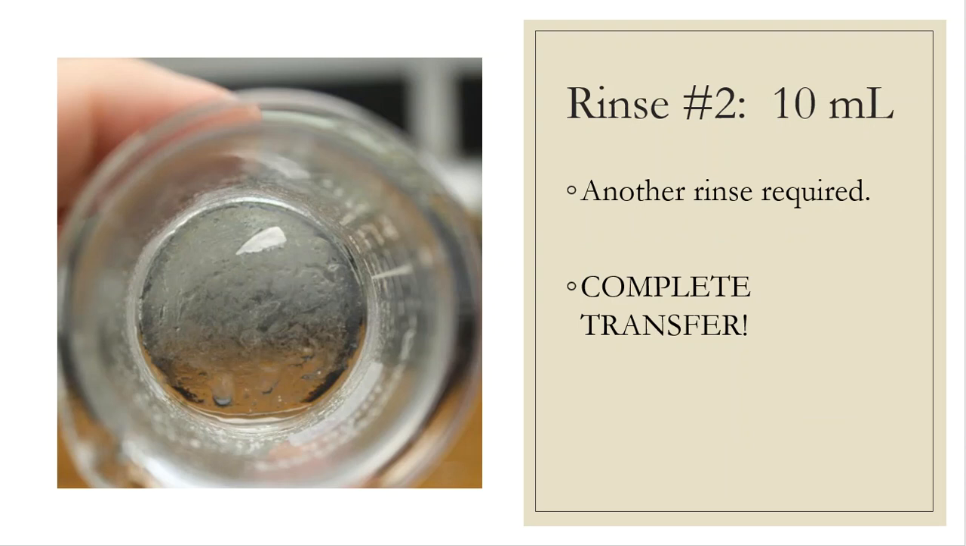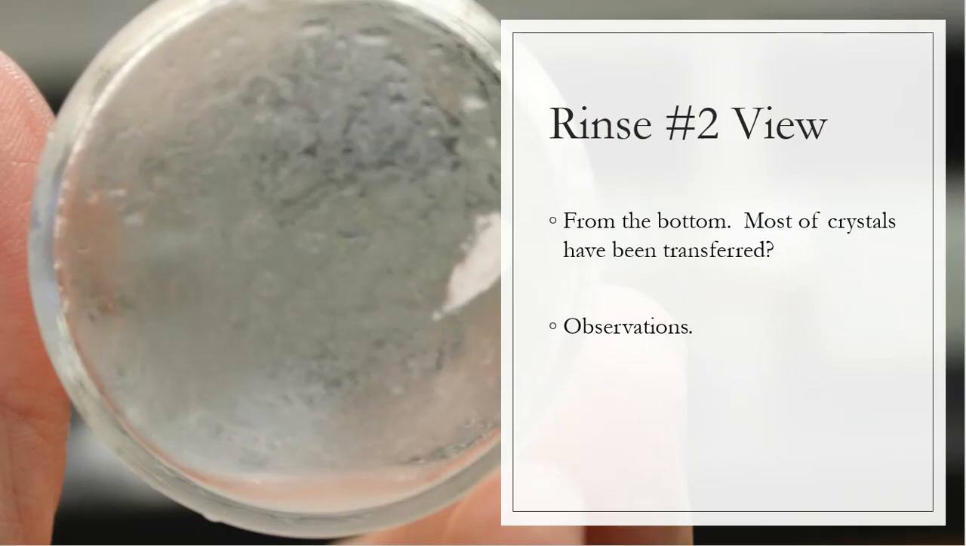Well, I'm getting ready to do that again. So I'm going to add more methylene chloride to this beaker. I'm going to give it another swirl, another 10 milliliters, and then I'm going to add that into the separatory funnel as well. So here's rinse number 2 from the bottom view. And I felt really good after that second rinse of the 10 milliliters of methylene chloride.